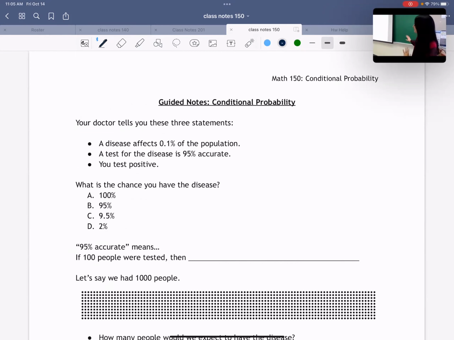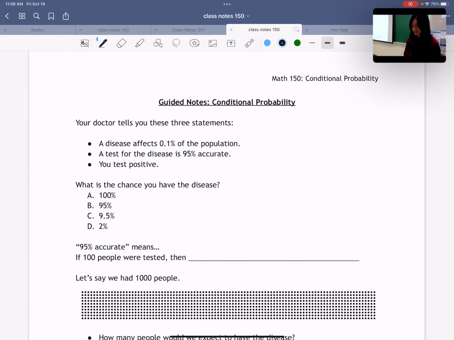And before I even go into what this is, I'm going to set up a scenario for you. Let's just pretend that we go to the doctor and we're sitting in the office and the doctor tells you 3 things. The first is there's this disease and it affects 0.1% of the population, so it's very rare. The second thing he says is there is this test for the disease and the test is 95% accurate. Now, what that means, we'll talk about later. The third thing he says is you did test positive for the test.